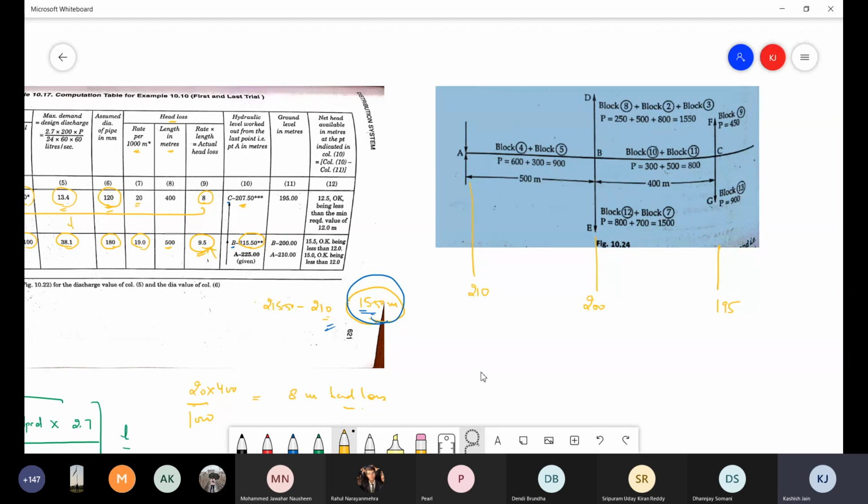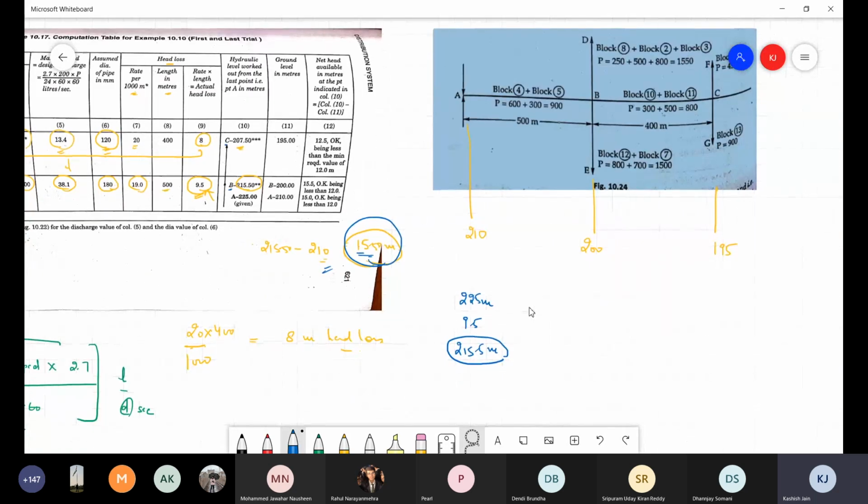Okay. So let's start comparing now. So 225 meter head was available over here. The head loss is 9.5 meters, and we get 215.5 meters. Okay. So this head minus the head loss is this much, and this is greater than this value. So that is fine with us.